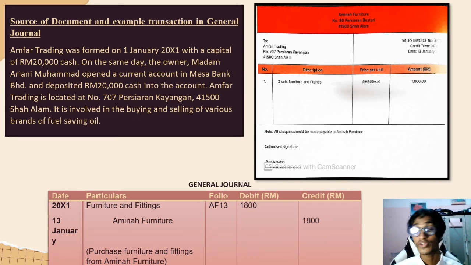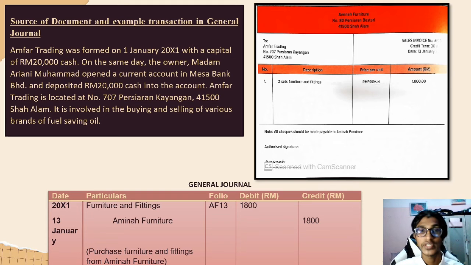Next is source of document, an example of a transaction in general journal. The source of document in this example that I took is an invoice that involves the transaction of buying an asset. As you all can see, it is an invoice, but the description is they buy furniture and fittings. Furniture and fittings are assets, so automatically we record it in the general journal.